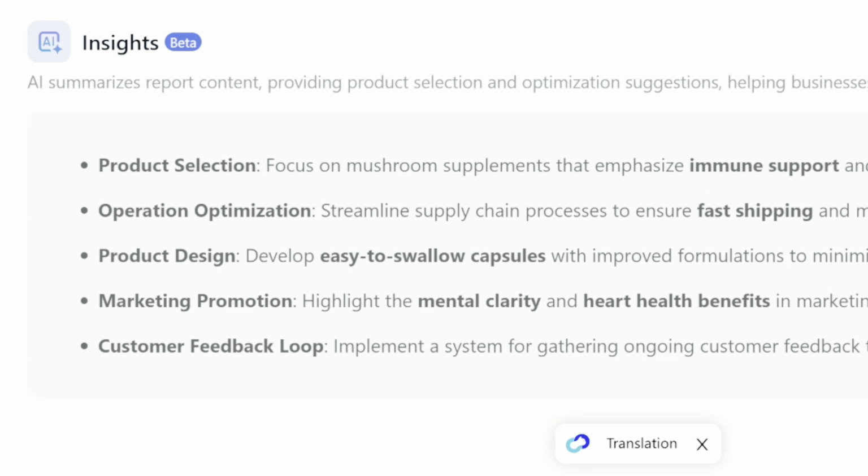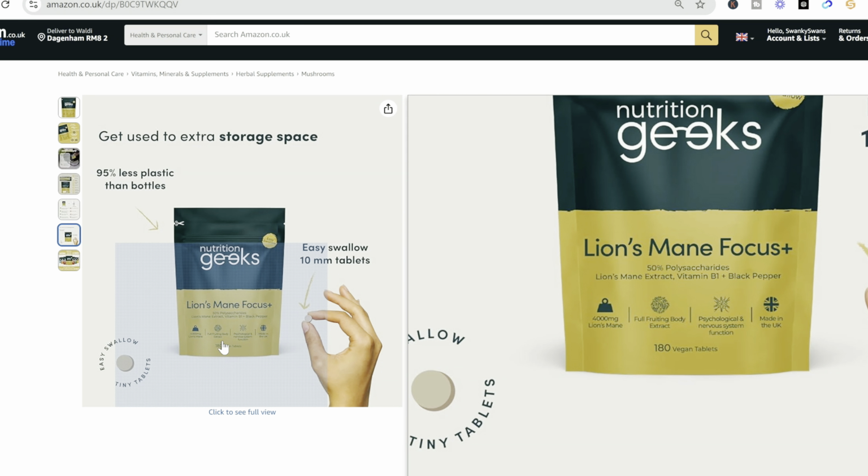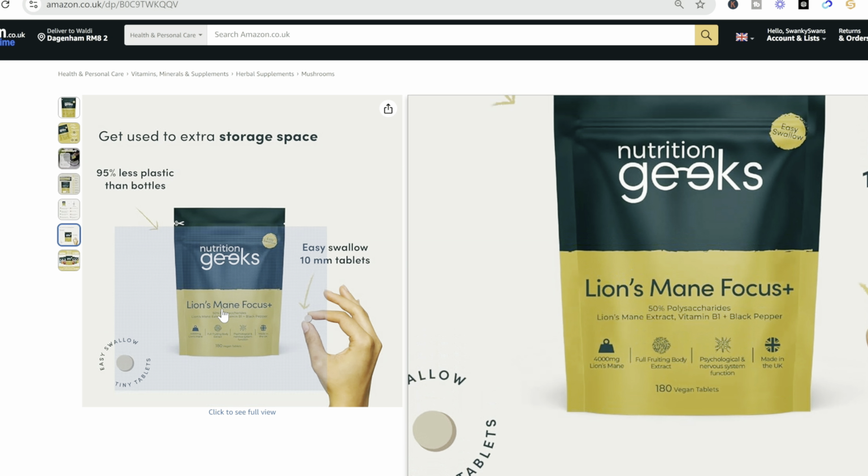People want easy to swallow capsules, so product design improvement. Let's look here. It does say easy to swallow, but actually customers have disagreed with this. So room for improvement. It doesn't mention immune support, so room for improvement. So what do you guys think?